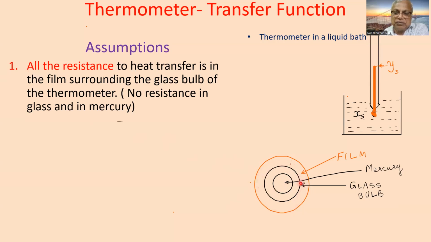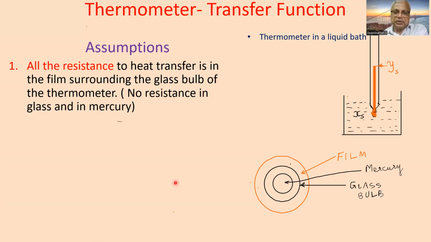Imagine a thin liquid film surrounding the glass bulb here, and all the resistance for heat transfer is in the film. There is no resistance in the glass and in the mercury. In other words, there is negligible resistance in the glass and mercury, theoretically none. Well, this is the first assumption.